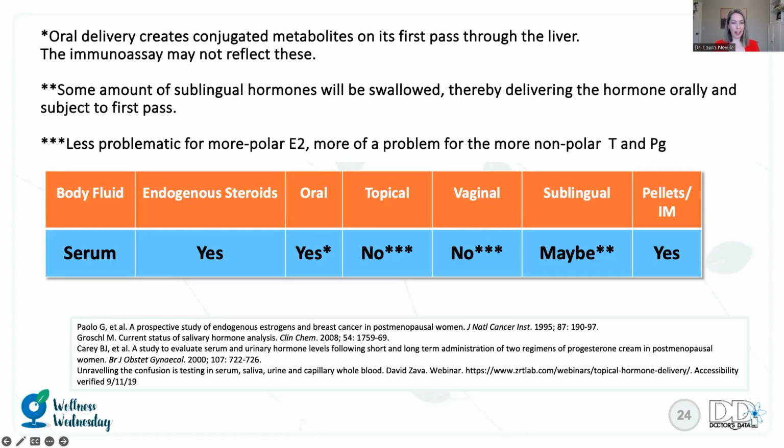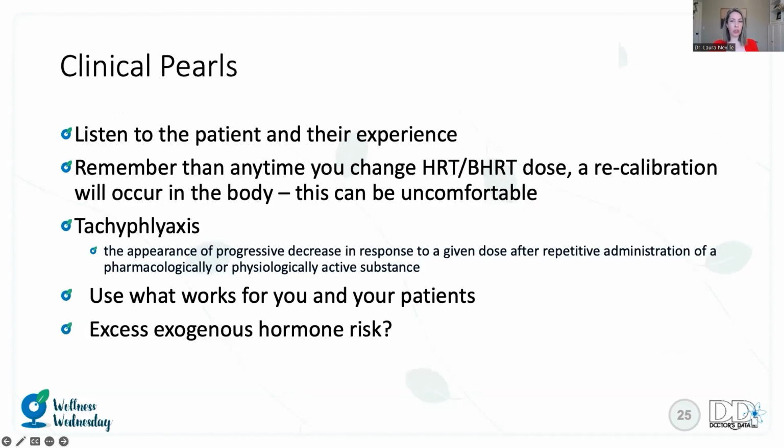So we've got a no and a yes equals a maybe, okay? And then pellets or intramuscular, yes. When those are inserted in subcutaneous tissue, they are delivered much like endogenous steroid production is delivered throughout the body. So you will see some in the venous circulation. You're still always dealing with those binding globulins. So I say yes, and in a very technical sense, I think you might still have the issue of inaccuracy, but for the most part, you will see the serum level change.